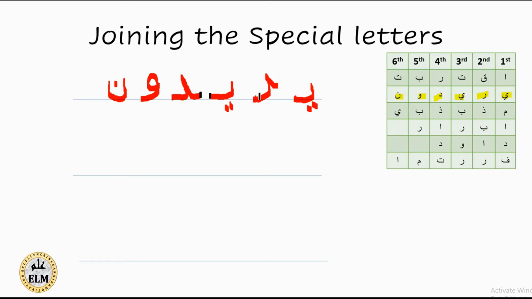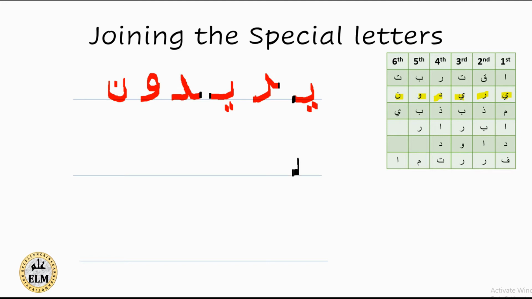Then this ra, again it will have a joining point only on the right side, because the special letters will have the joining points on their right if there is a non-special letter before it. So these are the joining points. What we need to do now, we need to bring them into one line. Let's bring them to one line.